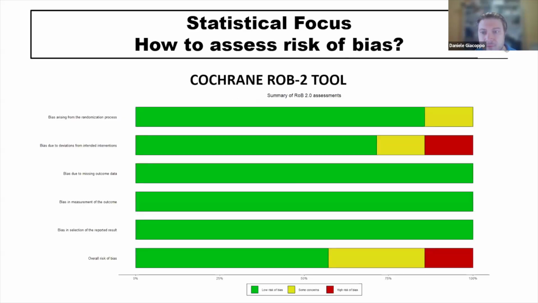So this is the Cochrane RoB tool, risk of bias tool. It's just a qualitative assessment. It needs to be done before the statistical analysis to grade the quality of the evidence. This is the summary of the items of the domains that are assessed, like a questionnaire, by the group of investigators that performs the meta-analysis.